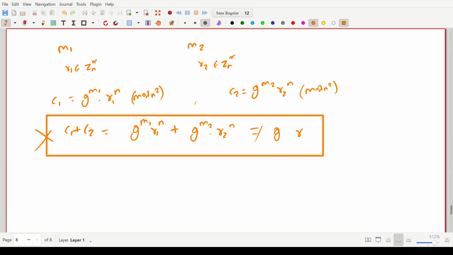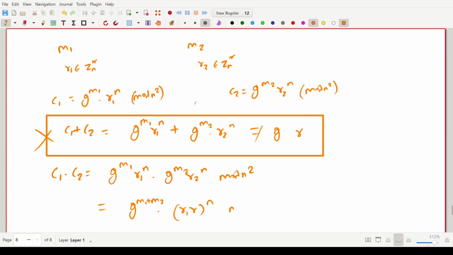What about multiplication? If I try to multiply this C1 and C2, I'm having G raised to M1 R1 raised to N multiplied with G raised to M2 R2 raised to N modulo N square, which is equal to G raised to M1 plus M2 multiplied with R1 R2 raised to N modulo N square. Is that clear? So if you observe, this is the encryption of M1 plus M2. This R1 R2 can be written as R. So it is again partial homomorphic encryption with respect to addition.